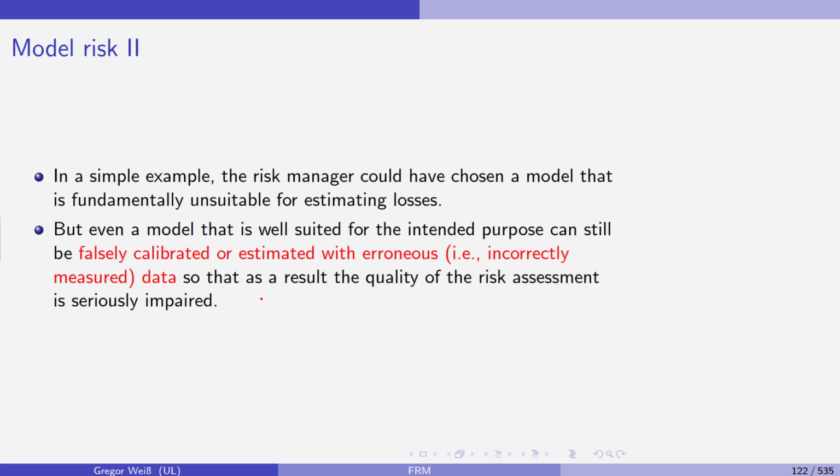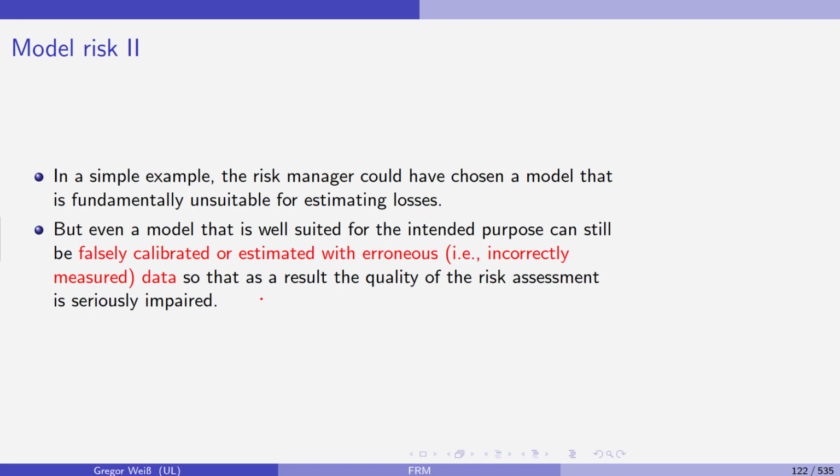So in a very simple example, the risk manager could have chosen a model that is fundamentally unsuitable for estimating the potential losses, but even a model that is well suited, the right model, can be calibrated using false data, erroneous data, could be used with the right data but with wrong parameters, with the wrong estimation of parameters, or even the right model with the right parameters, with the right data, could be misinterpreted.